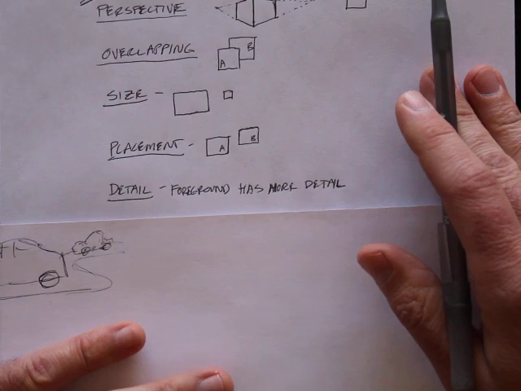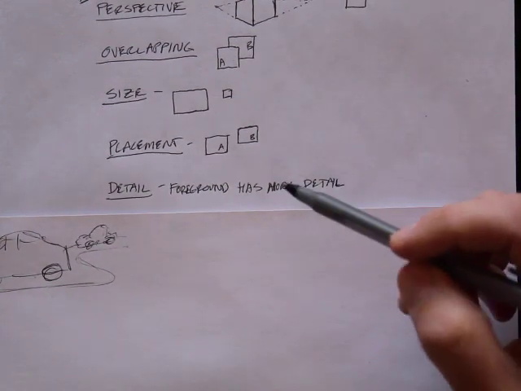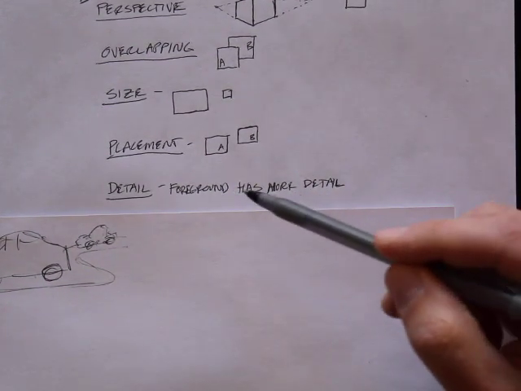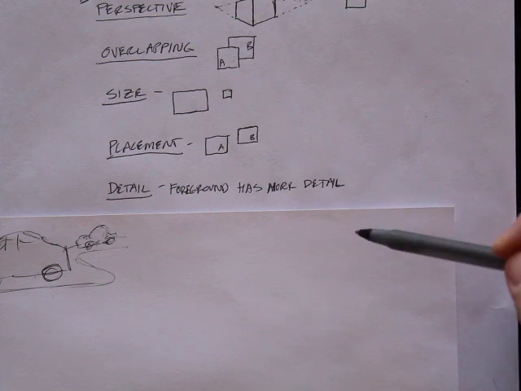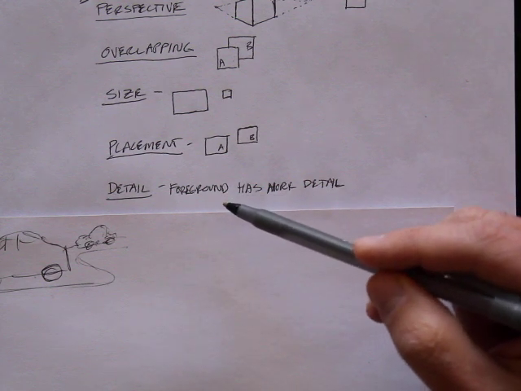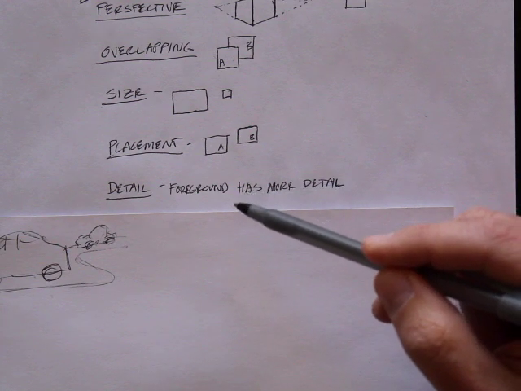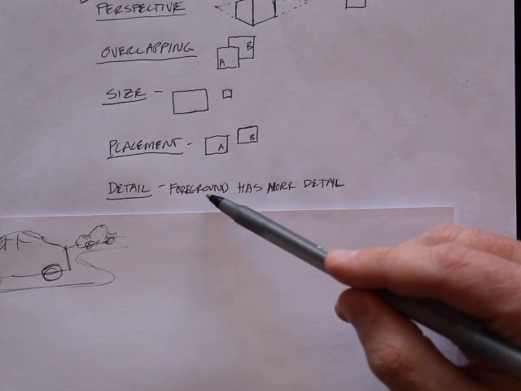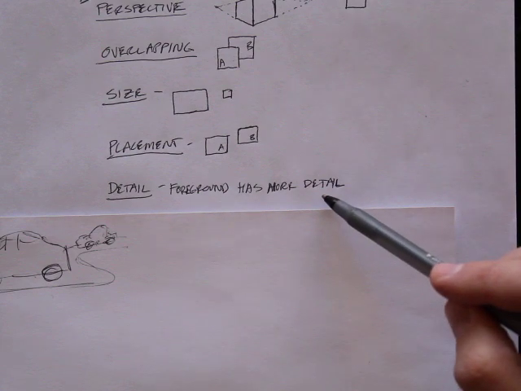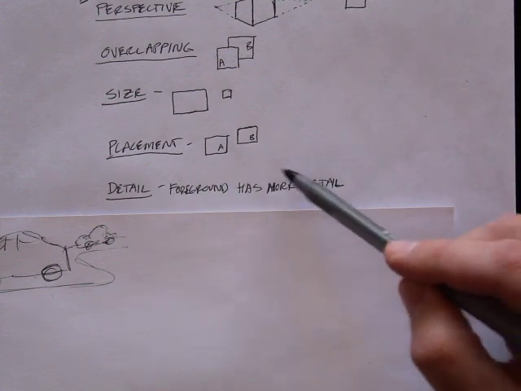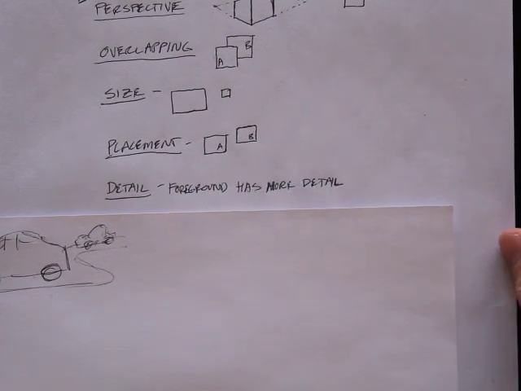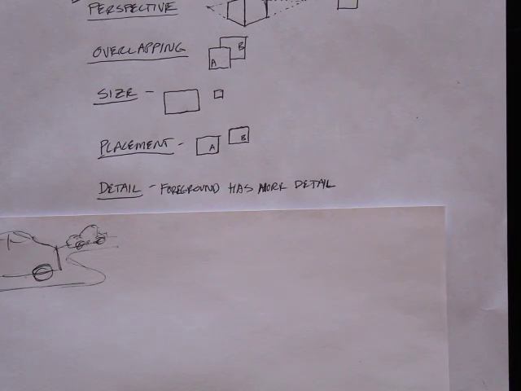Detail. So the foreground is going to have more detail. You know this when you look out at a mountain and you don't see each blade of grass. But you could look down at your feet and you see each blade of grass. So therefore, the stuff in the foreground is going to have more detail than the stuff in the background. And artists use this to help show the illusion of depth.